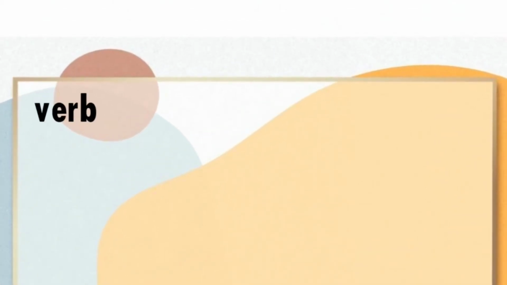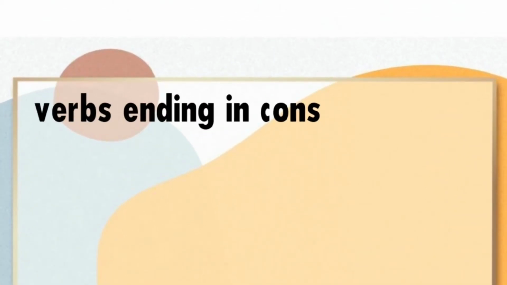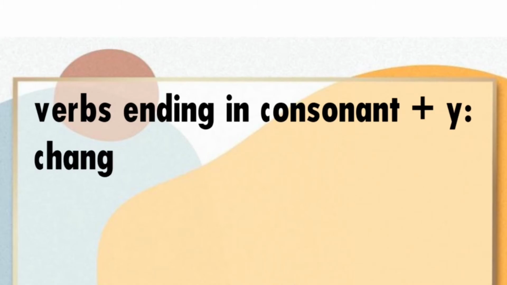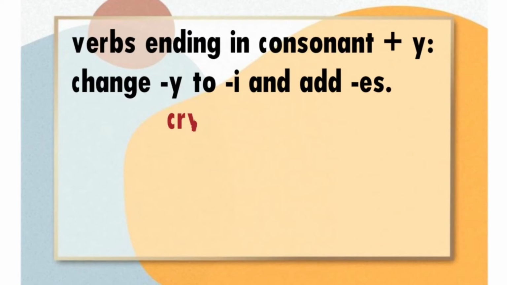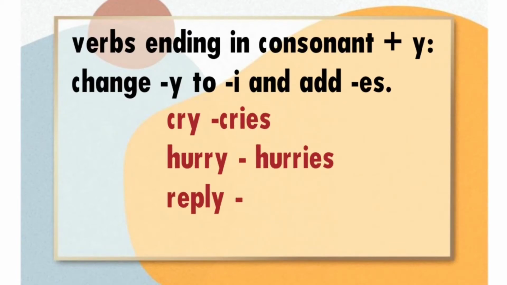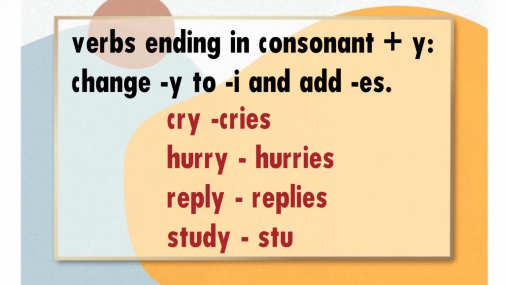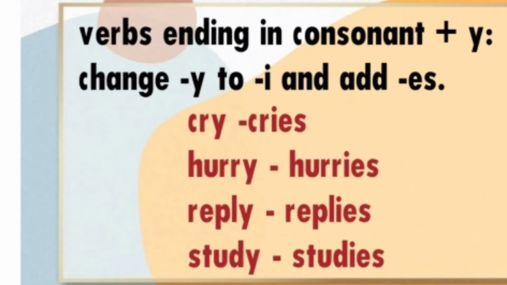If the verb ends in consonant plus y, please change y to i and add es. The example is cry. The word cry is ended by y, and there is a consonant here. So you have to change y to i and add es, so it becomes cries.